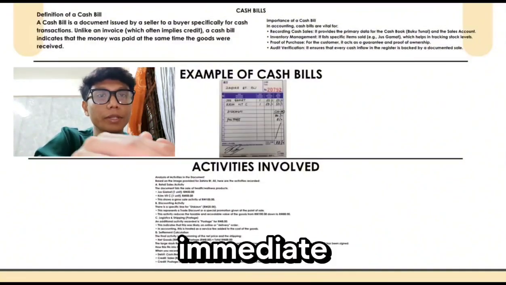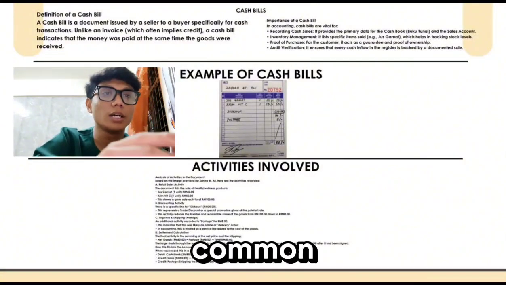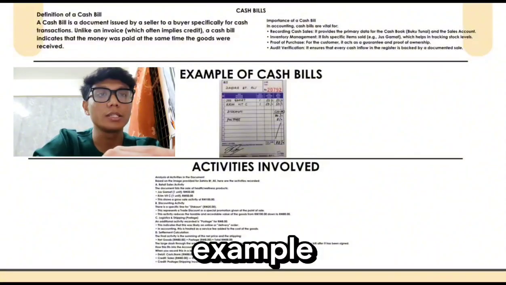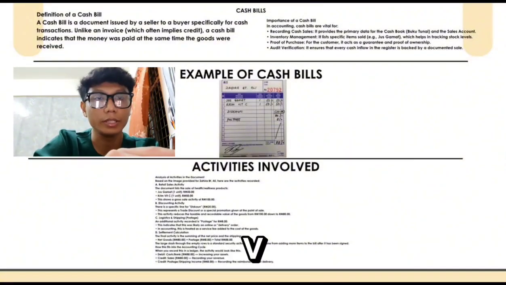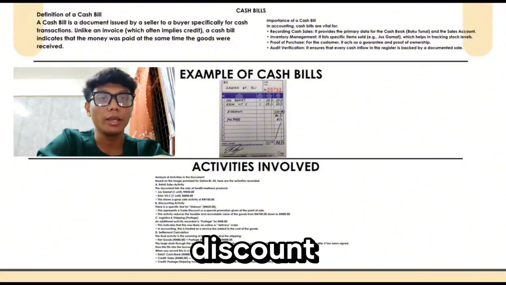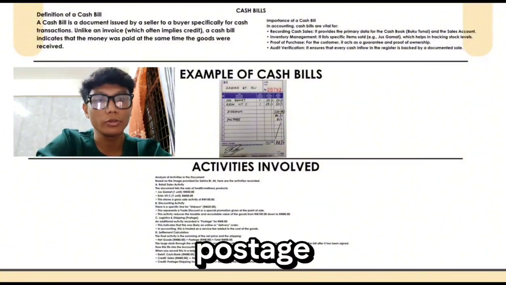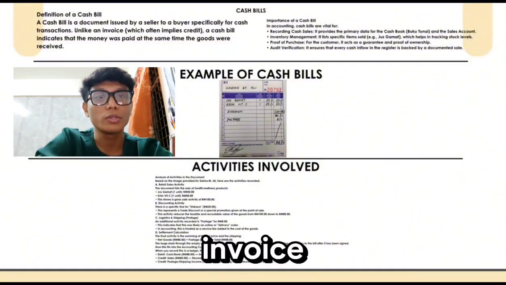For smaller immediate transactions, we use the cash bill or bill tunai. This is common in retail. In this example, Zahira bought just gamat and cream Fit C. The seller applied a RM20 discount and added RM8 for postage. Because the payment was made instantly, a full invoice wasn't needed.